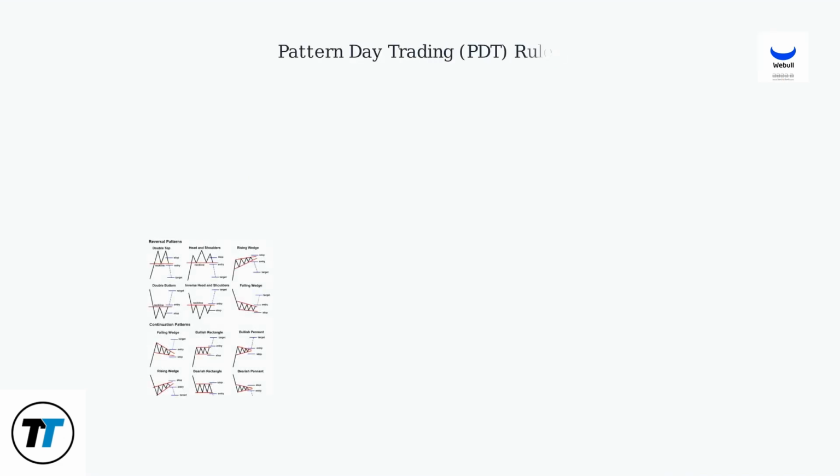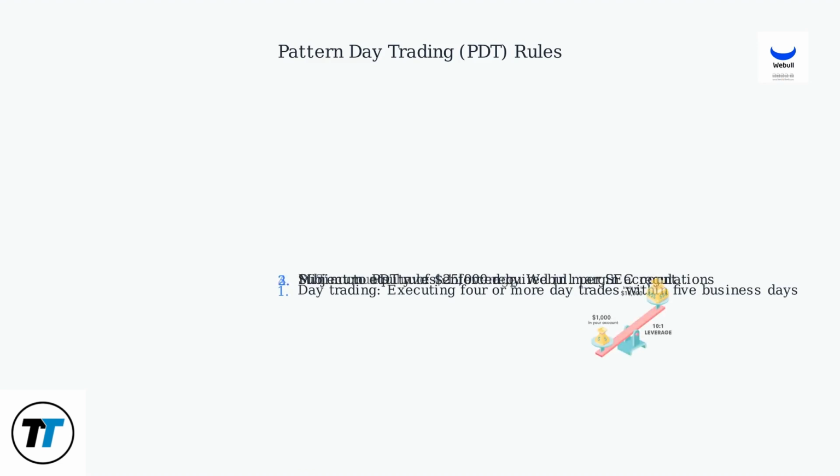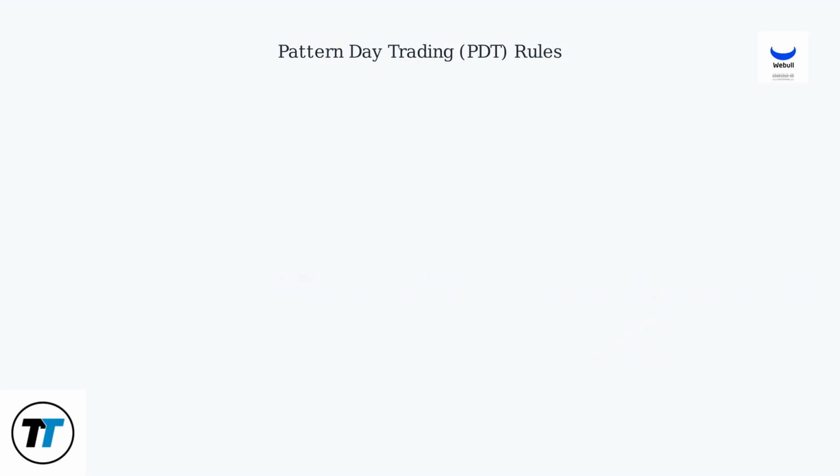Pattern day trading rules apply if you execute 4 or more day trades within 5 business days. Webull enforces these SEC regulations, requiring a minimum equity of $25,000 in your margin account. PDT accounts typically have 4:1 leverage. If your equity drops below $25,000, your trading activity may be restricted or margin access limited.